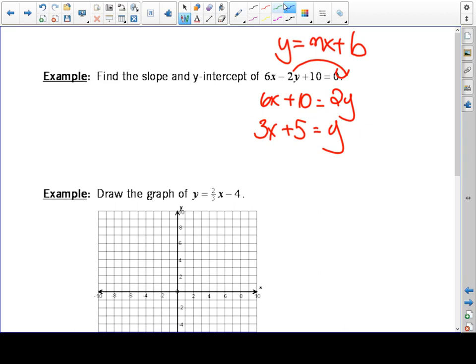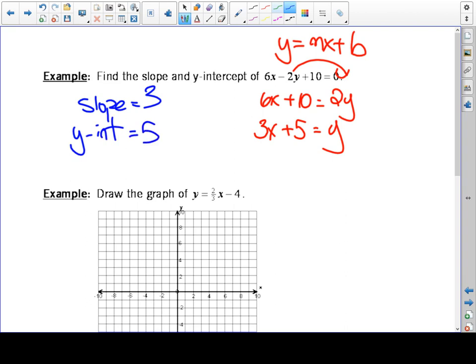What's the slope? 3, because it's the number in front of x. What's the y-intercept? 5. Donezo. So, slope 3, y-intercept 5. Good. There we go.